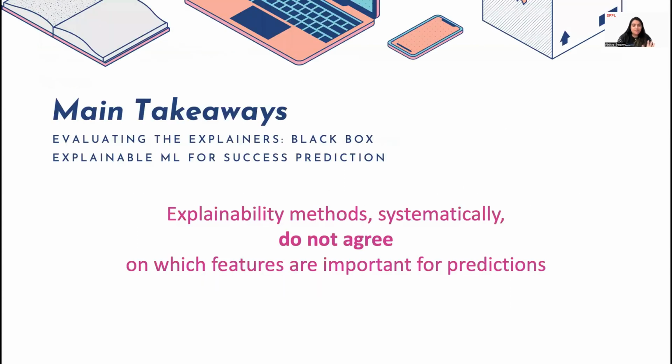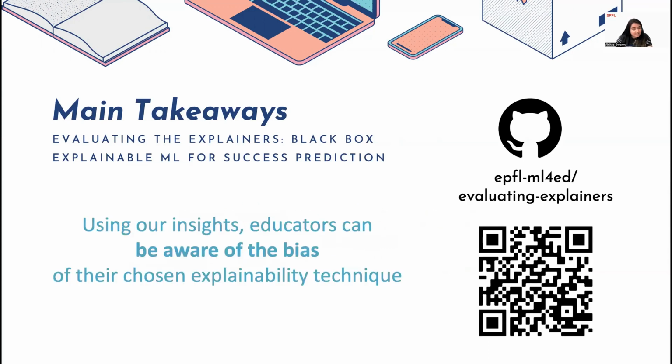But the main takeaway from this paper is this one sentence. Explainability methods systematically do not agree on which features are important for predictions. For the same courses, for the same models, for the same points, we saw that our 5 methods disagreed with each other. And using our insights, educators can hopefully be aware of the bias of their chosen explainability technique and address this in the future.